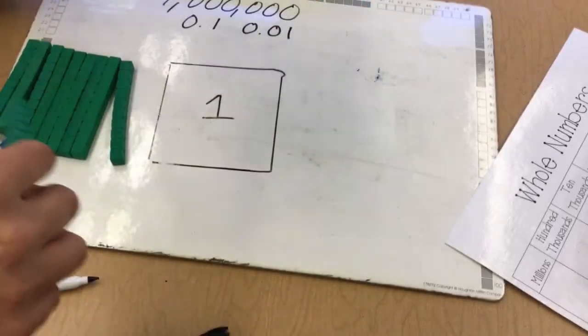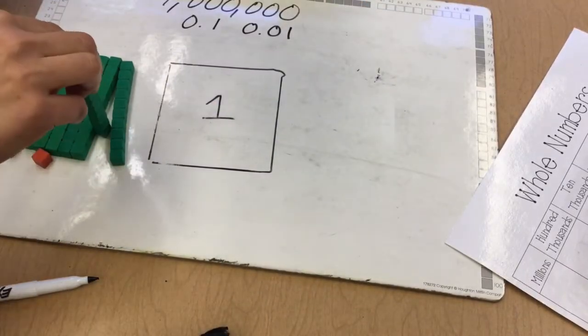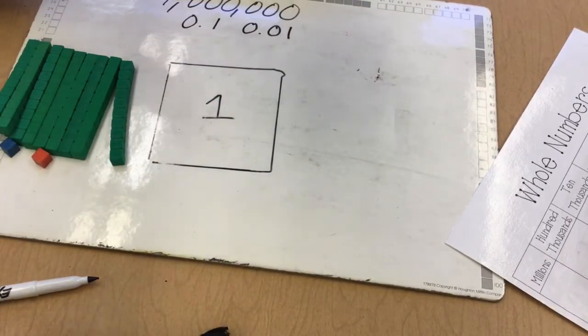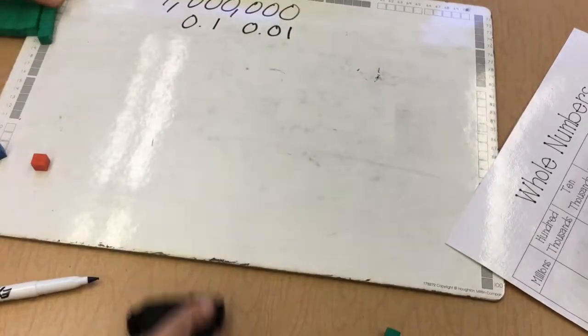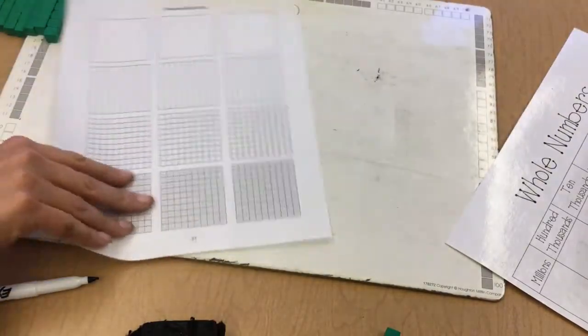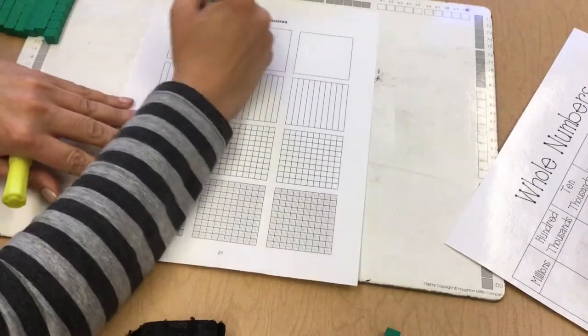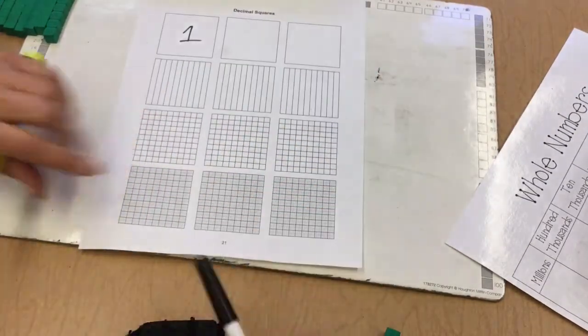Or did I say that backwards? Hundreds are more than tens, and then decimals, tenths are more than hundredths. Okay. Another way we can represent that with kids is, again, this square stands for 1 whole.